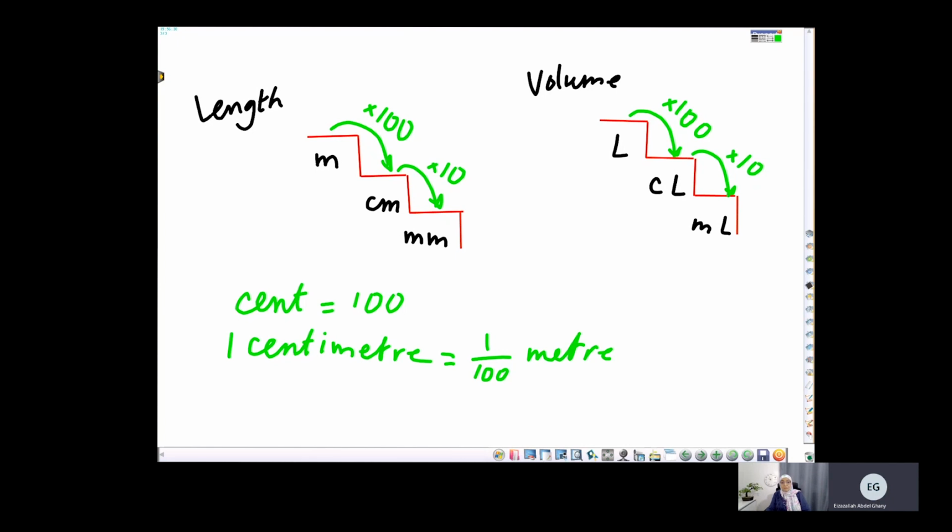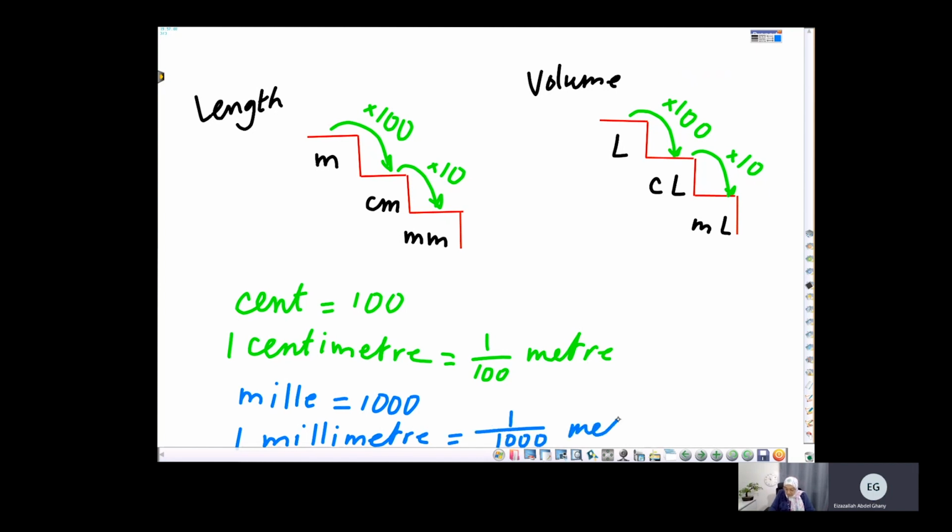Okay? Now about the word milli. Milli also, it's a language. Milli means the word mil in French, which means 1,000. So if you speak about 1 millimeter or milliliter, it is the same. Millimeter is one part out of 1,000 parts of a meter. From millimeter to meter, you divide by 1,000, because it is 2 zeros and 1 zero.